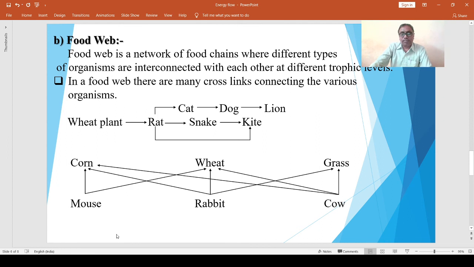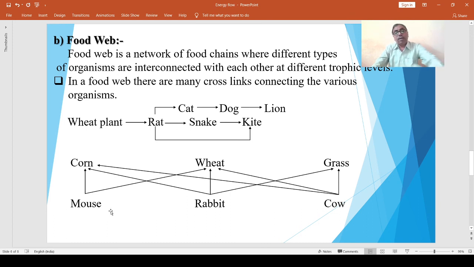In the above example, the kite might eat the snake, which might feed on the frog or the mouse, or the kite might eat the rat directly. The cat and dog also feed on mouse. The tiger and lion feed on such a carnivore as dogs, also on herbivores like deer, cow, goat, etc.